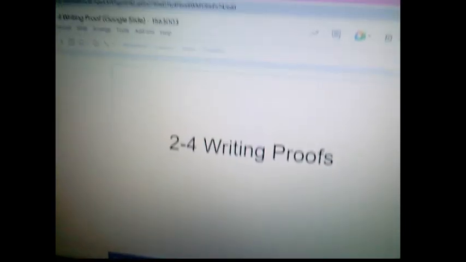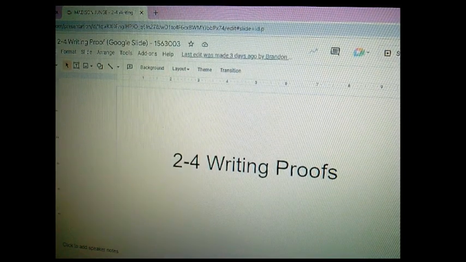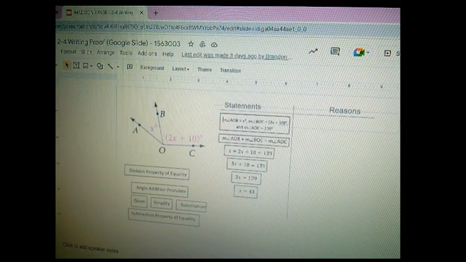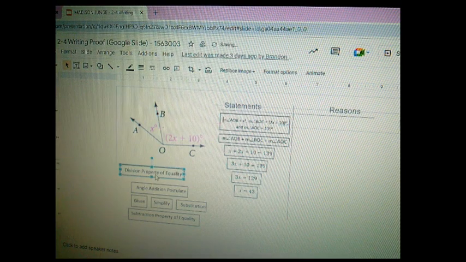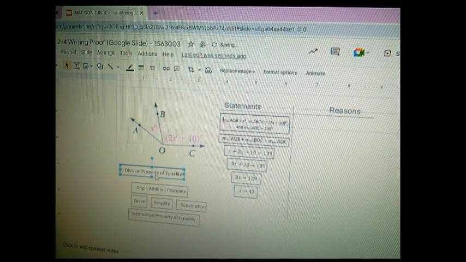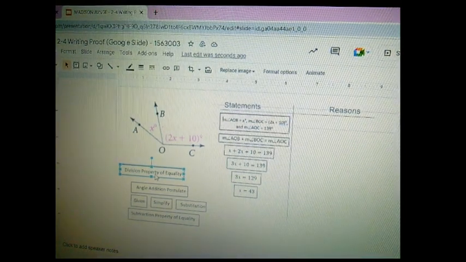Now, just like you did your homework on Friday, this is going to be a click and drag proof activity. Let's go to the first one. Everything's laid out for you right here. You've got all these statements on the left-hand side, and on the right-hand side, you can click and drag. So if I click on division property of equality, I can drag that over here. I'm going to put it right back. But you can click and drag and put it next to the statement that you believe is the correct placement for that reason.